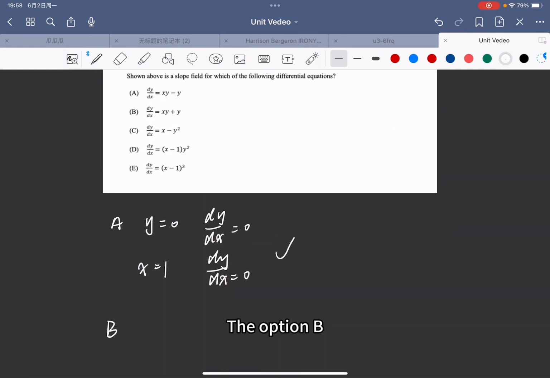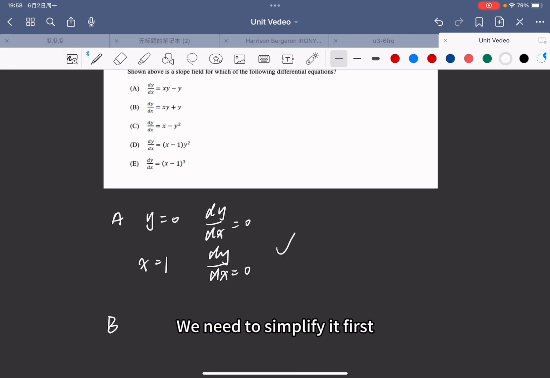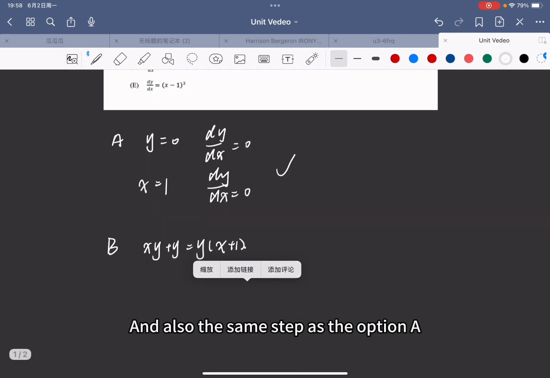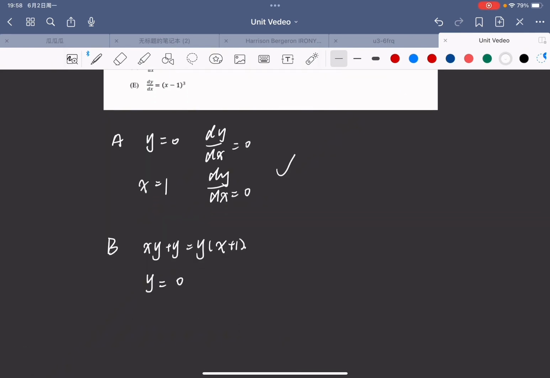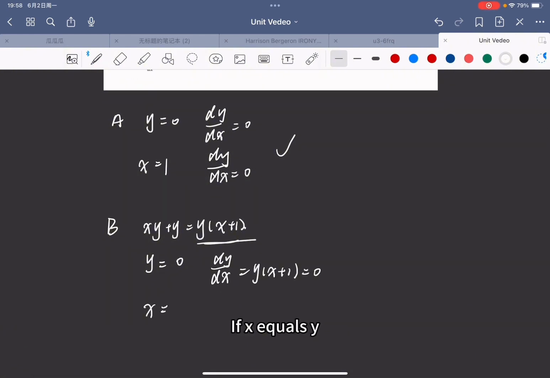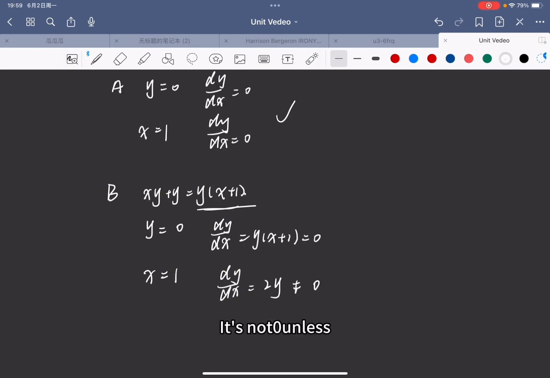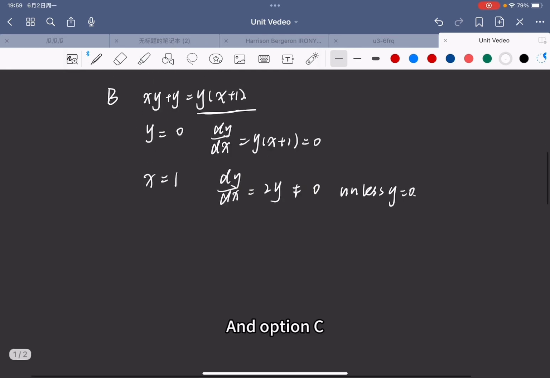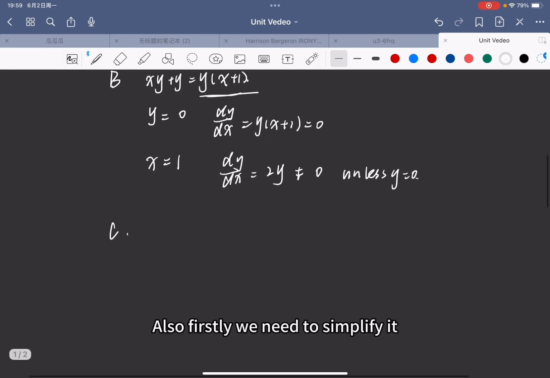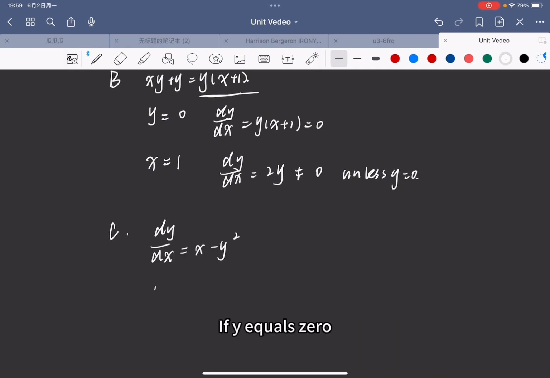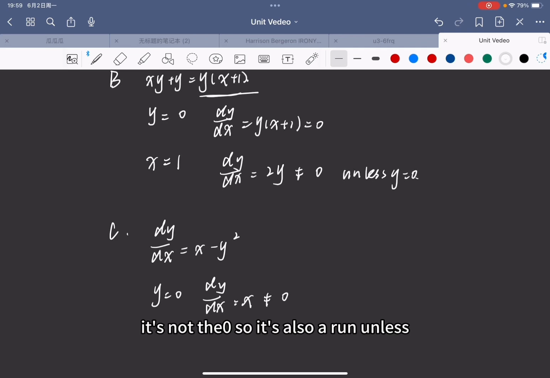And then option B, we need to simplify it first, and follow the same steps as option A. If y equals 0, dy over dx equals 0. If x equals 1, dy over dx equals 2y. So it's not 0 unless y equals 0. So B is wrong. And option C, also, firstly, we need to simplify it. If y equals 0, dy over dx equals x. It's not 0, so it's also wrong unless x equals 0.